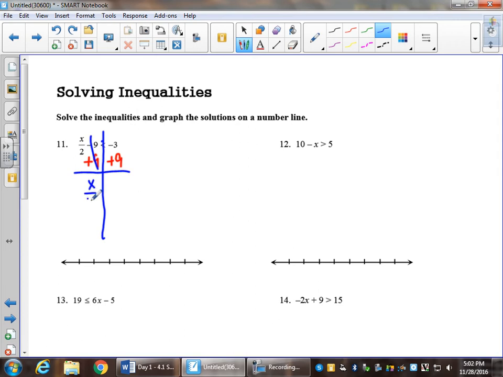Now I have x divided by 2 is less than 6. How do we undo dividing by 2? What's the opposite? What's the inverse operation of dividing by 2? Multiplying by 2. So I will multiply both sides by 2. Notice how I use parentheses to show that. Dividing by 2 and multiplying by 2 are opposite operations, so those 2's cancel out, and I have x is less than 12.